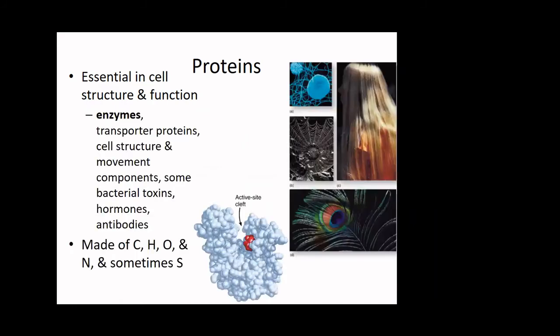Our next macromolecules are proteins. They are really, really important for cell structure and function. All of the macromolecules are important. Proteins are really, really important. Proteins make up all of our enzymes, transport proteins, cell structure proteins, things that help us with movement. Some bacterial toxins are proteins, hormones are proteins, antibodies made by our immune system to help fight off pathogens, those are proteins. Proteins are very, very important. Again, made of carbon, hydrogen, and oxygen, and nitrogen, and occasionally sulfur.